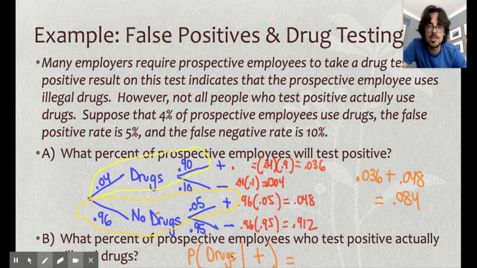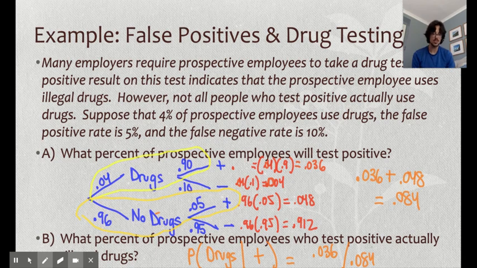What I would do for this is take the probability of both drugs and positive, which is 0.036. This times this is 0.036. And I would take that out of 0.084. So if I actually divide these right here, I'm basically figuring out what percent of the positive tests are people who did drugs. And the answer to that is 0.429 if you round your answer right there. So as I said, if you get a positive test, it's actually more likely still that you didn't do drugs, just because of those false positives and false negatives.